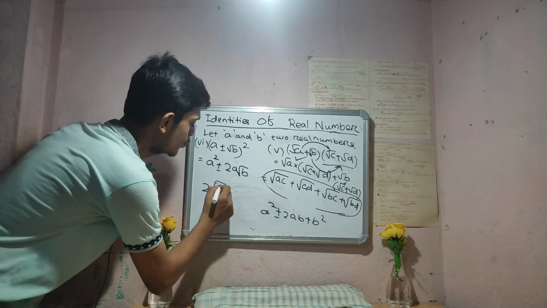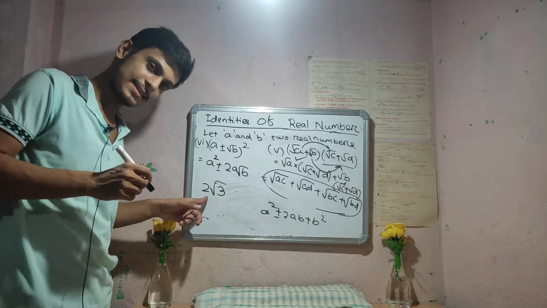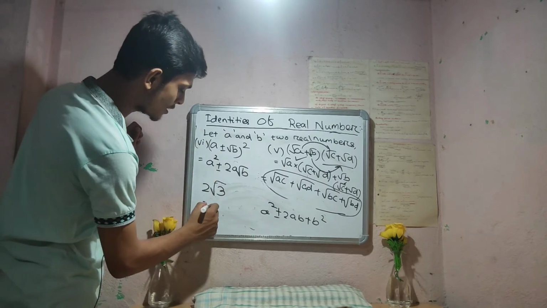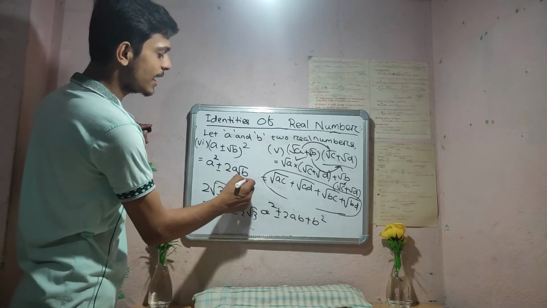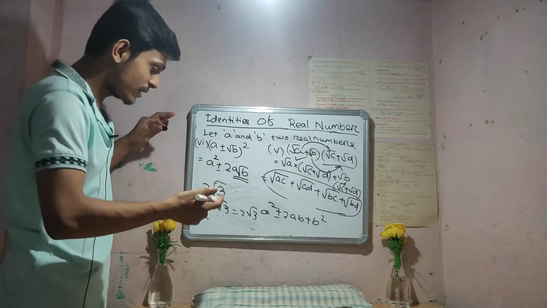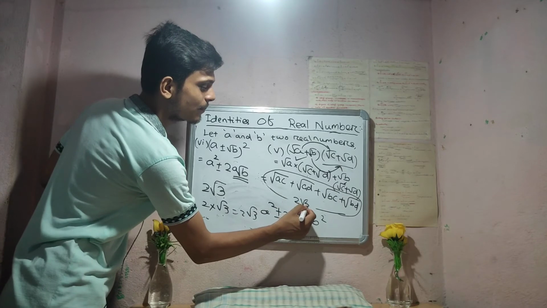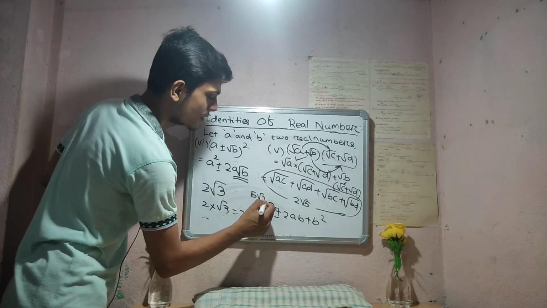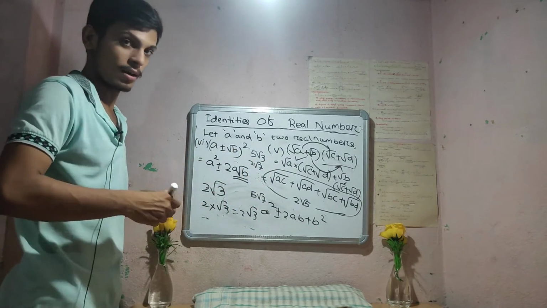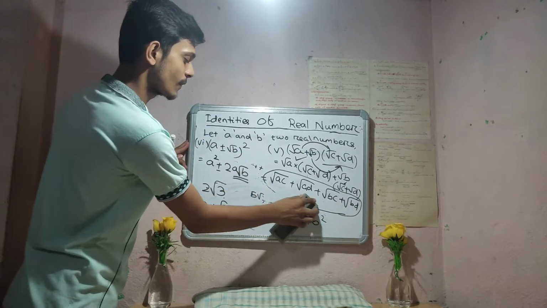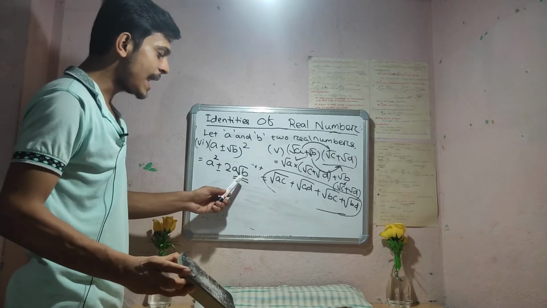Just like in it, 2 root 3. This is a real, this is a rational, and this is an irrational. So the multiplication of a rational and an irrational number is an irrational number. So in this way I can write a root b. It is called, that is 2 root 3, 2 root 5, 5 root 7, 5 root 3, 2 root 7. In this way it is called. So it is called a root b.